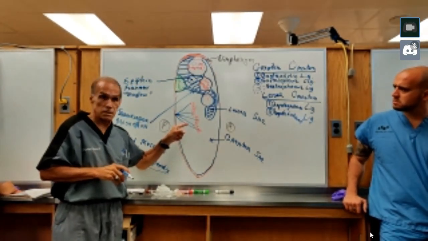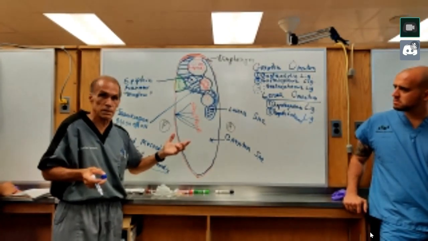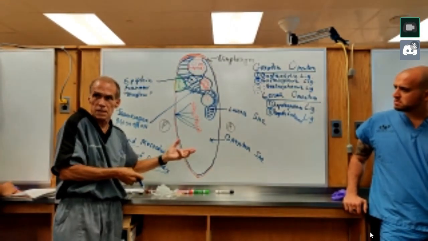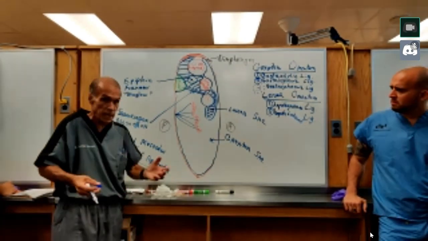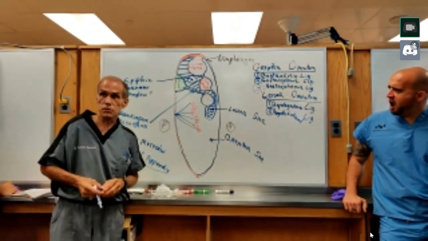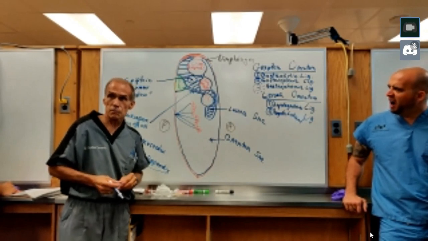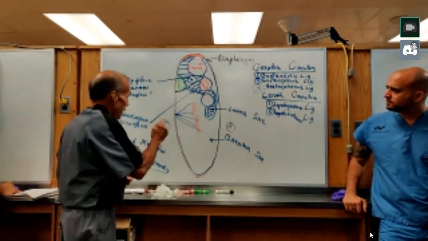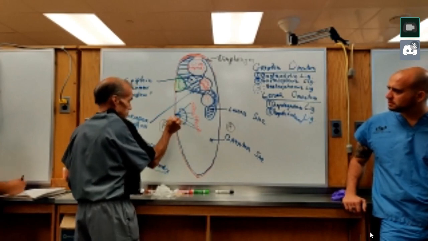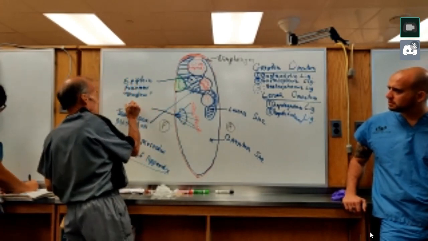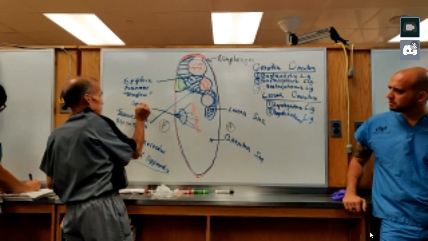But we can't call it a mesocolon. We can call the sigmoid, the transverse, and the appendix attached to the cecum a mesocolon. We can't call that a mesocolon. So what are we going to call it? Well, anatomists call this peritoneum that holds the small intestine to the posterior body wall the mesentery.